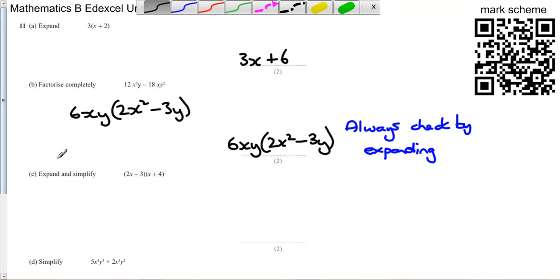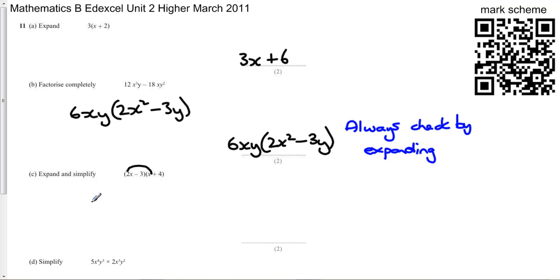Okay, next question, expand and simplify. This is a double bracket, so we're going to need to do 2x times x, which is 2x squared. We're going to need to do 2x times 4, which is 8x, minus 3 times x. So basically everything in the one bracket multiplied by everything in the other, and finally minus 3 times 4. This particular method is called the claw. Can't see why.